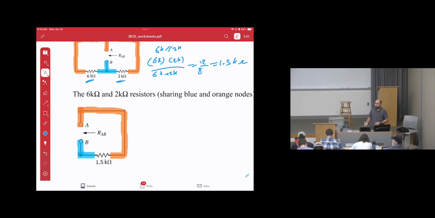So again, when you do your analysis and finding equivalent resistance, please keep in mind you need to simplify step by step, okay? Any question about finding our equivalent?